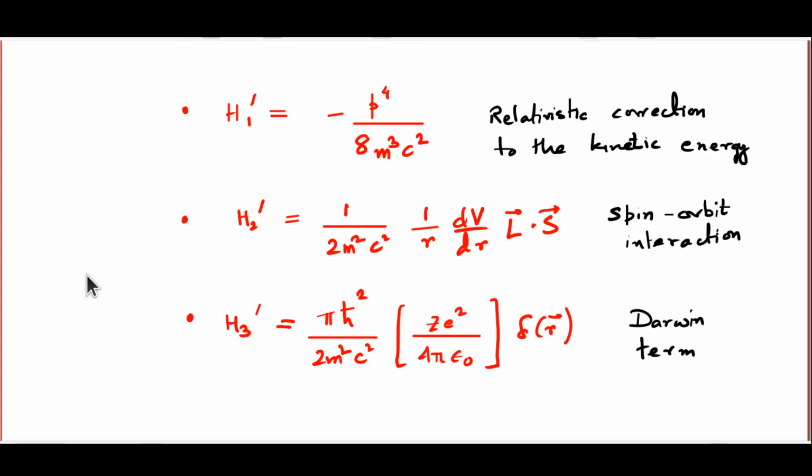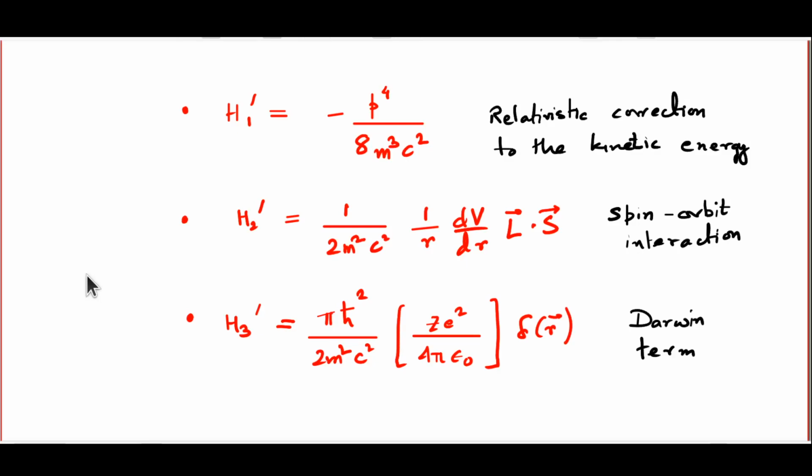The final term is called the Darwin term, and this is one term which cannot really be explained away without taking into account some deeper relativistic theory. Now you might of course say that H1 prime is also a relativistic correction. Indeed it is. In fact, all three terms are relativistic corrections. But let me point out that the first term can be sort of derived without even going too much into relativistic quantum mechanics. Just relativity is enough for that.